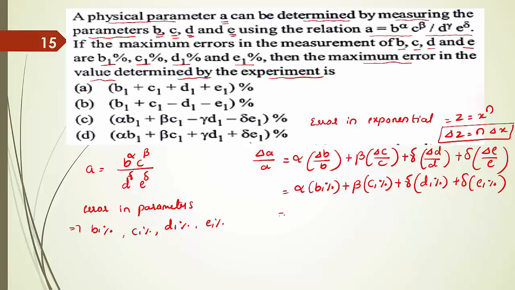Or we can write it as alpha B 1 plus beta C 1 plus gamma D 1 plus delta E 1%. This is the maximum error in the value determined by the experiment. So option D is the right answer.